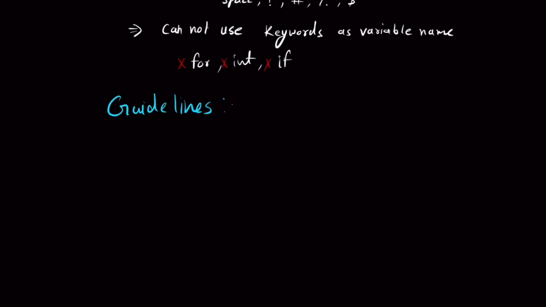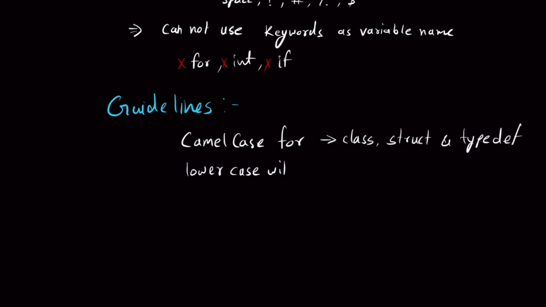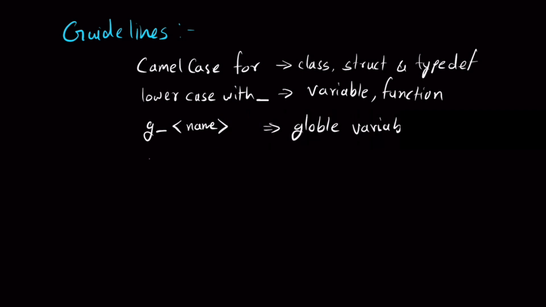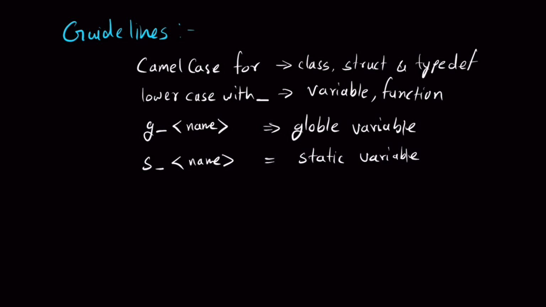So we have some rules. Also, we have some guidelines. Guidelines can also depend on the company or the project you're working on. So these are some basic guidelines. For example, use camel case conventions for class names, structures, and typedef. And for the variables, lowercase with underscore separated. For the global variables, put G and then start the variable name. So G is a prefix for the global variable. For the static variables, put S as a prefix. And for the global constant variables, use C as a prefix.